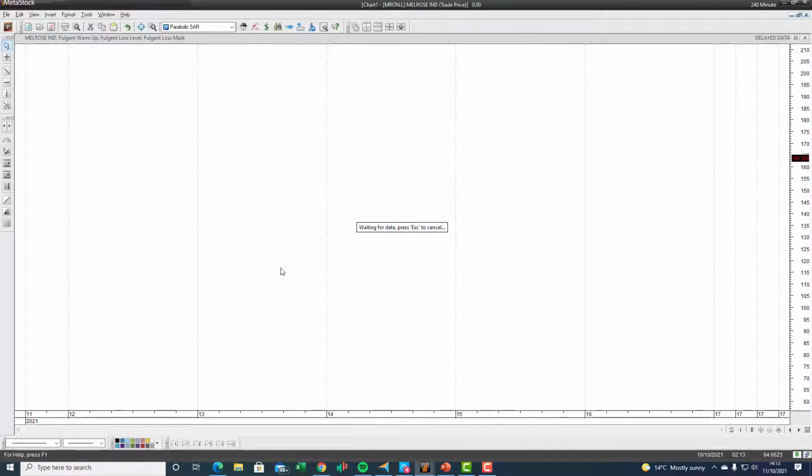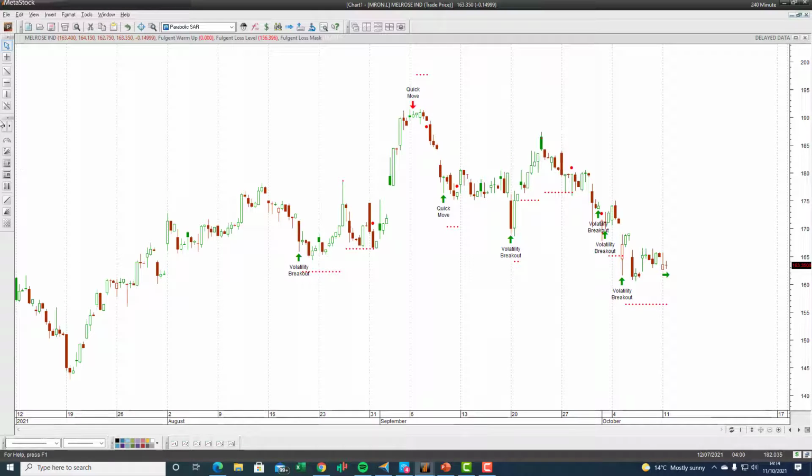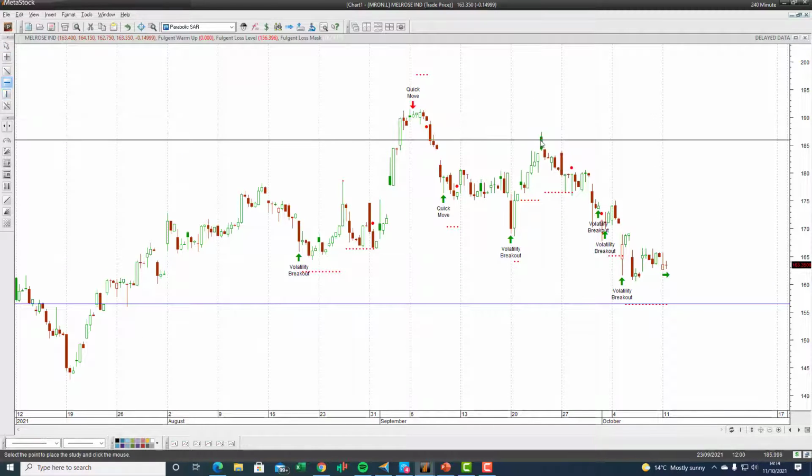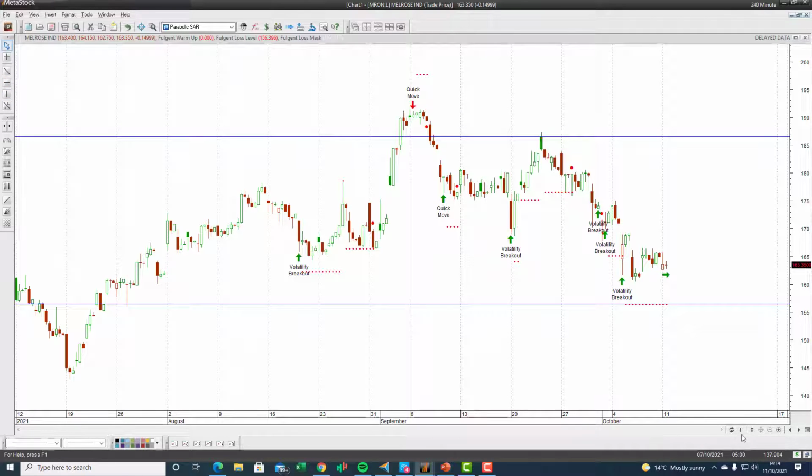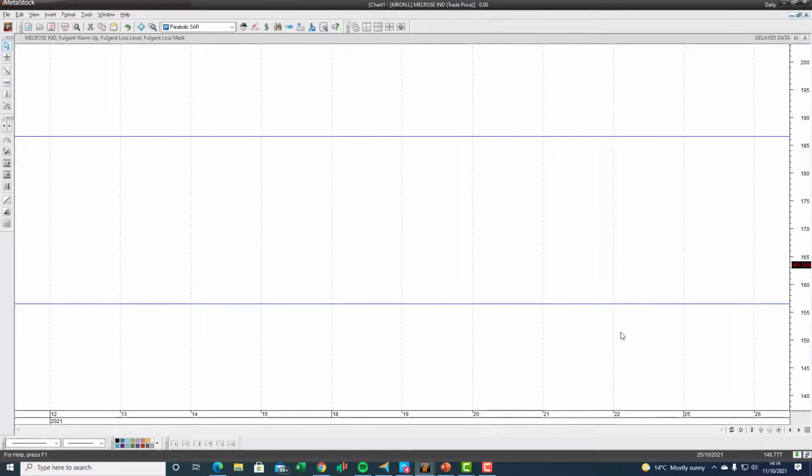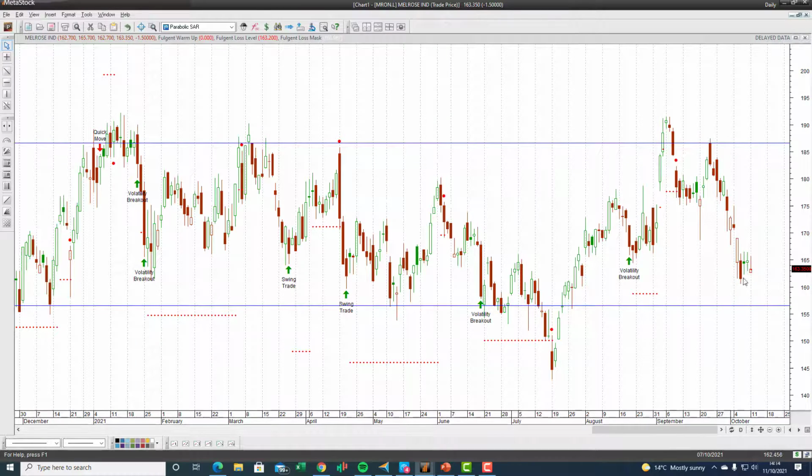So let's just go and check on the 4-hour chart what the signals are on the 4-hour, and it takes a couple of seconds to come through. So it's a volatility breakout with a trailing stop just between 155 and 160. And then these old highs would be your profit target on the 4 hour. So by the end of today, this volatility breakout signal would come through because it's a fresh one, Melrose Industries.